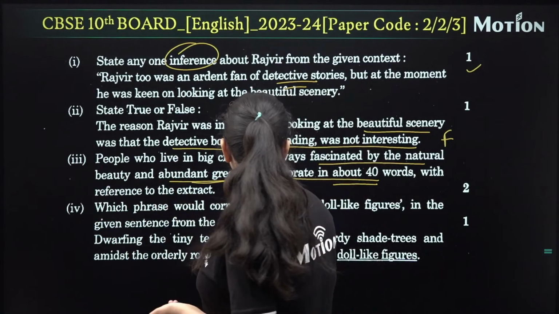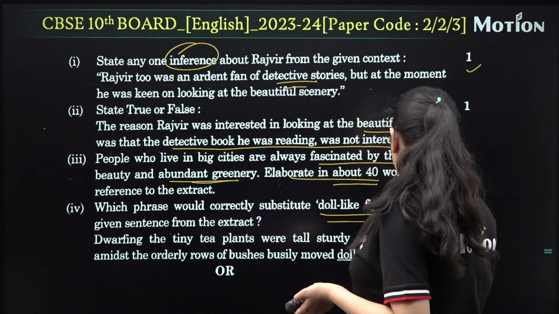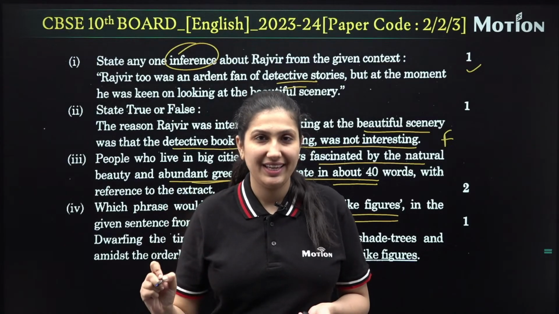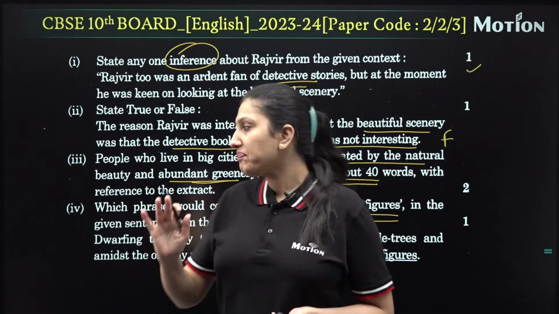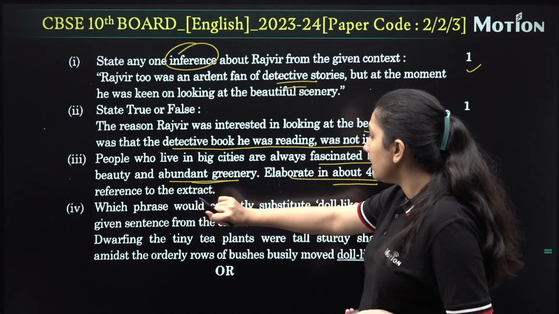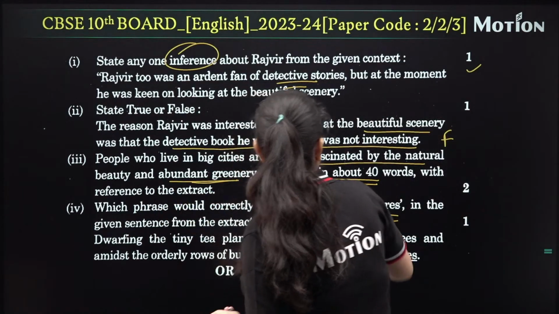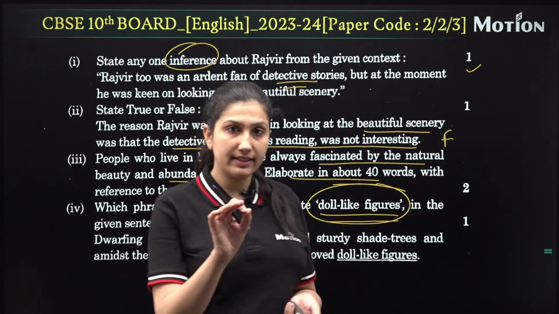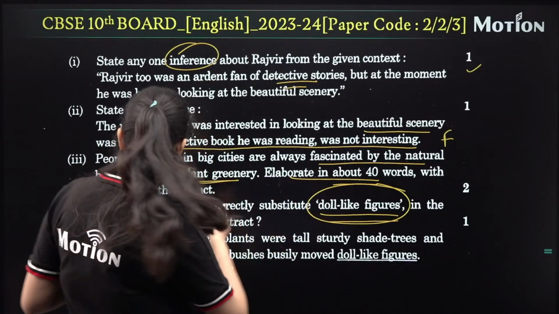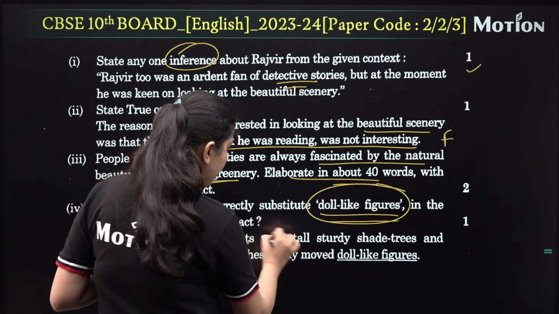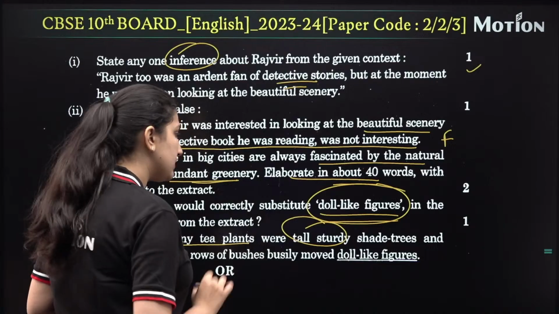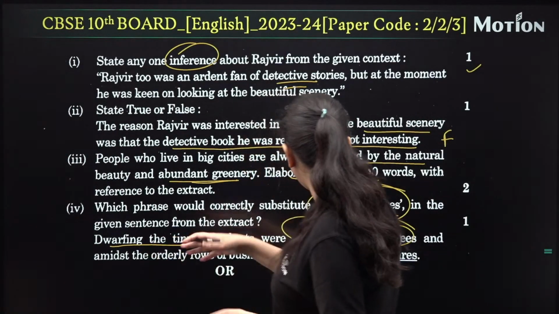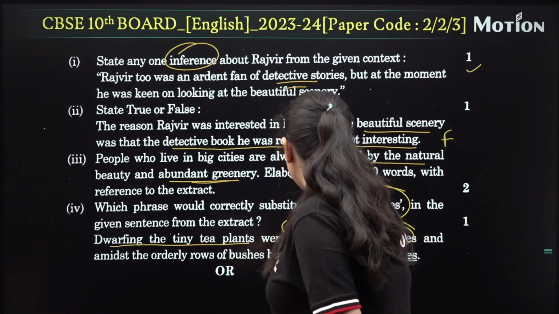Which phrase would correctly substitute doll-like figures? This is quite different, I must say. ये question आपको different लगा होगा. अब आपसे पूछा क्या जा रहा है? आपको phrase बताना है जो correctly substitute करे doll-like figures को given sentence में. तो first of all read the extract. The line from the extract. Dwarfing the tiny tea plants were tall, ठीक है, sturdy shade trees and amidst the oddly rows of bushes. ठीक है, वहाँ पे tea है, plants है, shade है और उनके बीच में bushes busily moved.